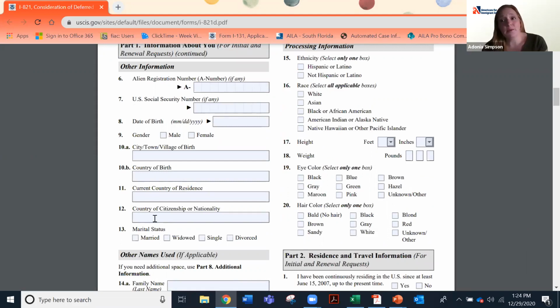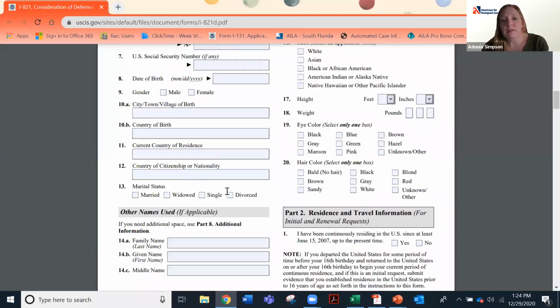A lot of people do have dual citizenship, so you could be putting two different countries if you are a dual citizen for any reason. Next, indicate your marital status. Make sure if you were married in the past and divorced, you indicate divorced as opposed to single. If you are married, check married. And this is a legal marriage. So if you have a long-term partner and maybe you have a family together, but you're not legally married, you would indicate either single or divorced, depending on what the situation is.